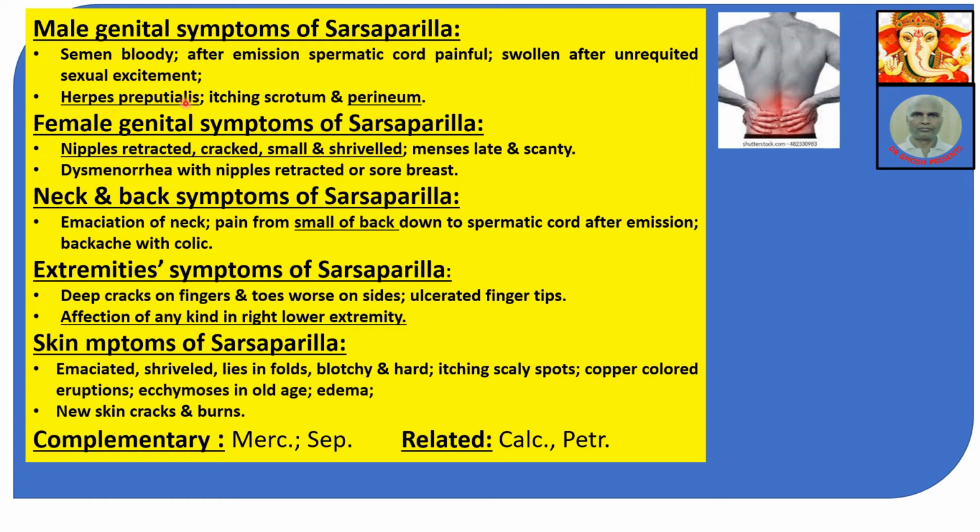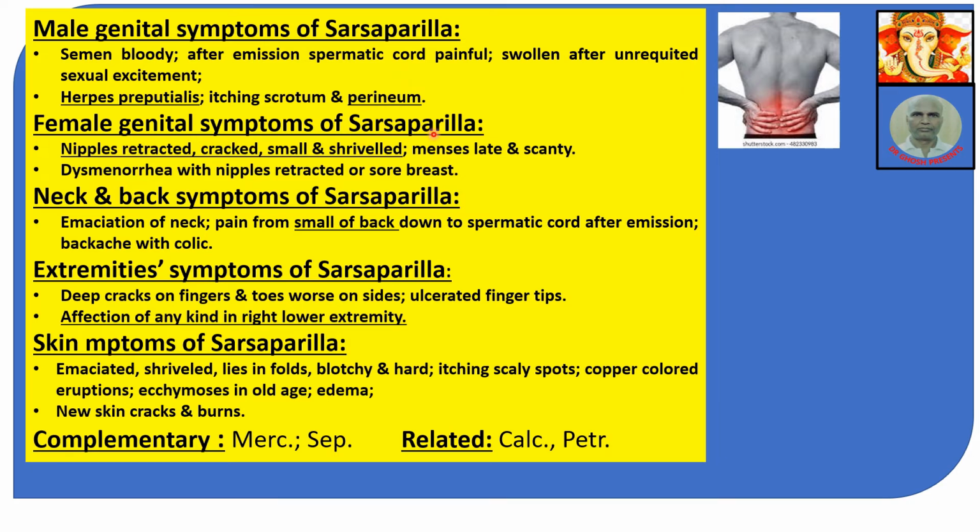Herpes preputialis. Prepuce is the skin in front of the penis, the soft skin. Herpes is a skin disease, herpes of that particular skin. Itching scrotum and perineum. Perineum is the region between the lower end of the scrotum and anal orifice in case of male. In case of female, it is between the lower end of the vagina or rather vulva and anal canal. This is a 1 inch area. It is very sensitive, highly sensitive area, particularly sexually sensitive area.